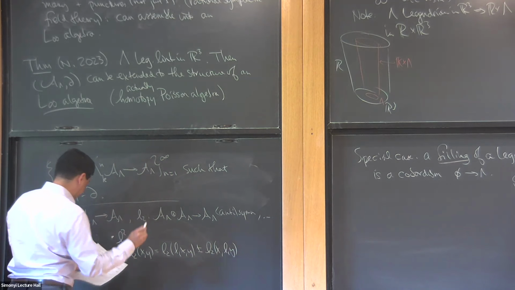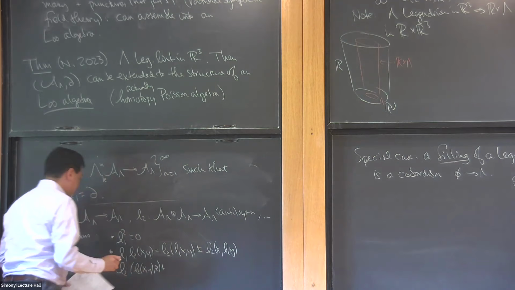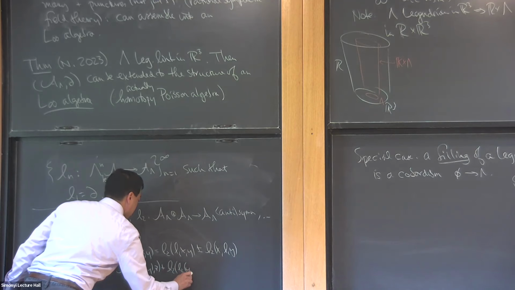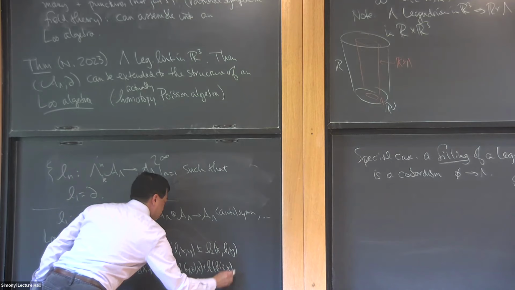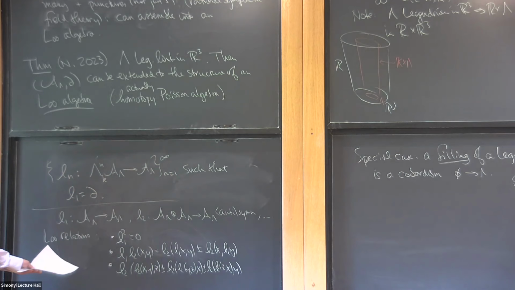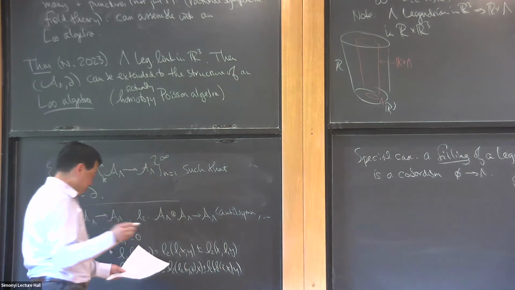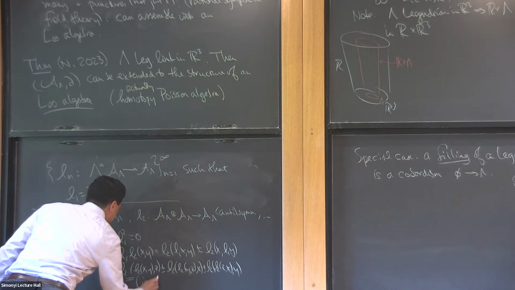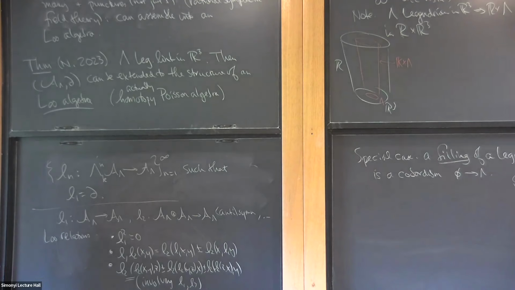I won't write it all down, but there are terms like this, and then the cyclically permuted terms. I'm not putting in signs here. If this were an honest Lie bracket, then these three things would add up to zero, at least up to signs. Instead, it's something involving L1 and L3. If you're familiar with A infinity algebras, these are very similar. The only difference is, again, the symmetry in the inputs.